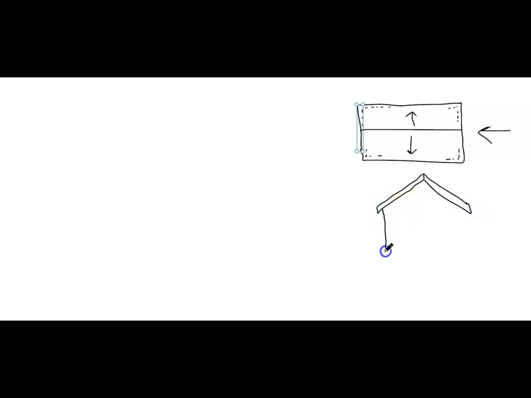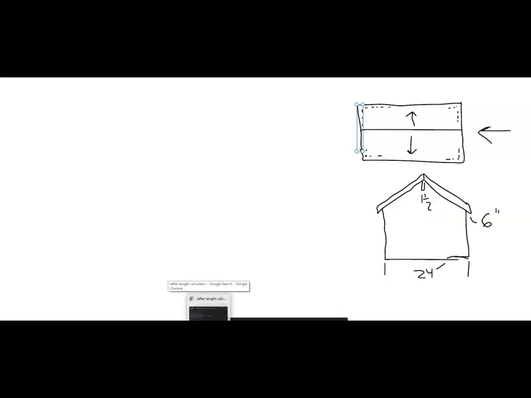So let's just say that this is 24 feet long, and then there's a 6-inch overhang on each side, and then there's a ridge beam in there that's 1.5 inches wide. Okay, I think that's all we need to get started. Oh, we need a length in this direction, so let's make it 2 squares, 50 feet.